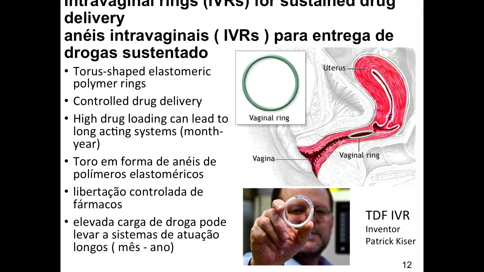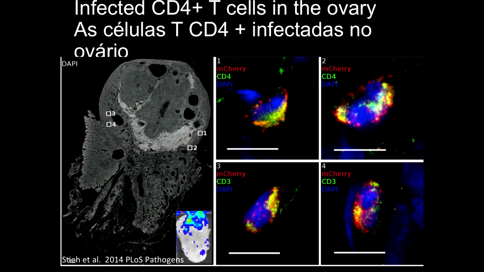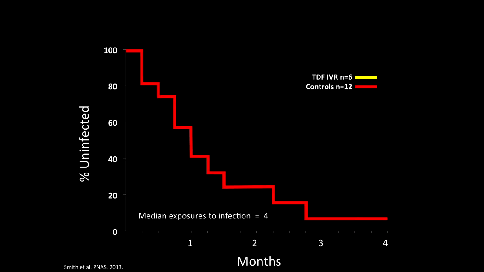And the reason we were curious about this is this idea that we could infect cells in the ovary, right? So the ring is in the vaginal vault, it's releasing drug in the vaginal vault. Is there enough drug in the system to make it to the ovaries to provide protection? And in a PNAS paper, this group in collaboration with CDC basically could show that if they gave multiple low doses, they could get all of the animals infected over so many doses. But if they used this TDF intravaginal ring, they saw no infection over time.